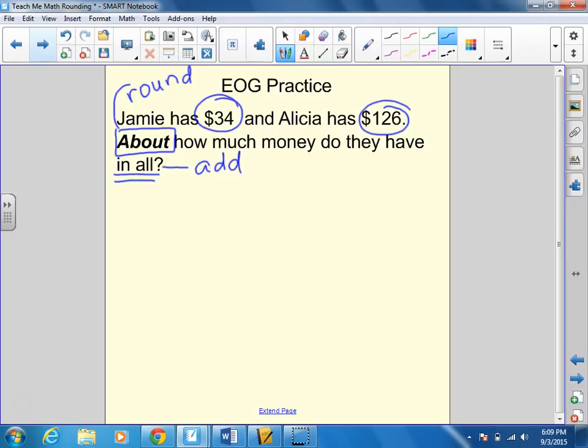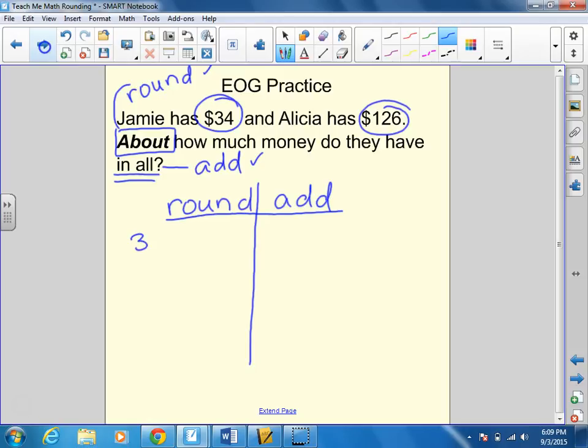So now I notice that there are going to be two steps in this problem. I'm going to round and I'm going to add. I simply will create what I call a T-chart. This is just to organize our thoughts and our work. So we will write at the top, round and add, so that we know what steps we're doing.